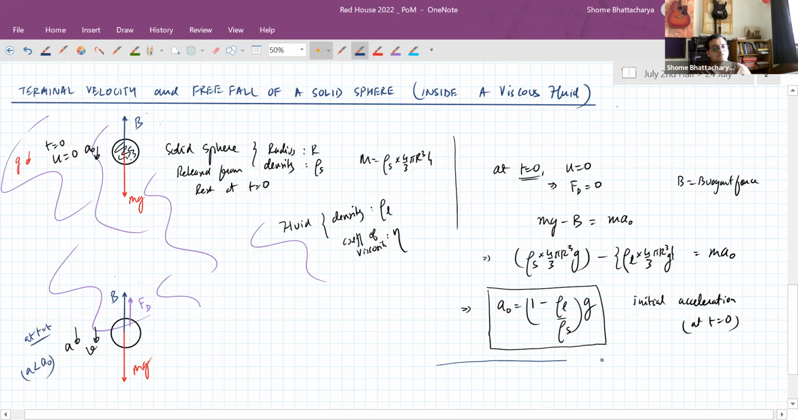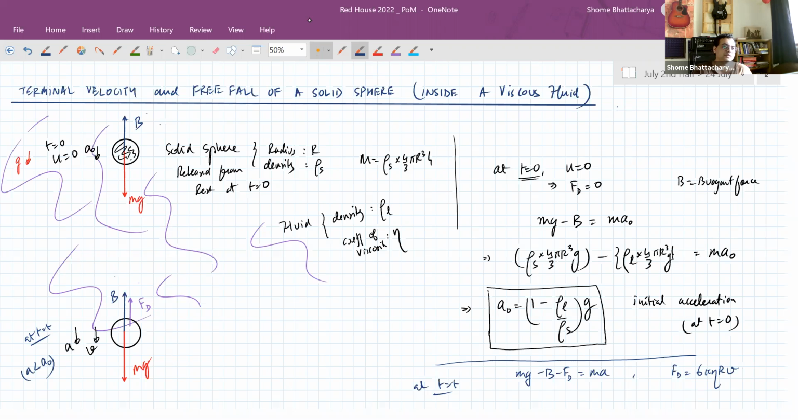So now at a general time t equal to t, we can see that mg minus buoyant force minus the drag force, that is equal to mass into acceleration. Now here the drag force will be how much? It will be according to Stokes law, 6 pi eta into radius into v. So just note down this part and then we'll see how the acceleration varies according to the speed of the object as it's moving. And then using calculus, we can predict what type of profile of velocity it has, how the velocity is changing with time, etc.